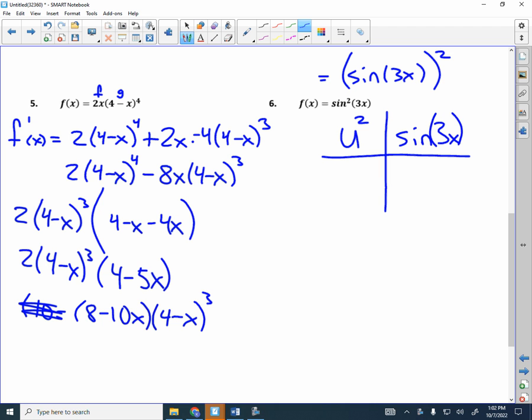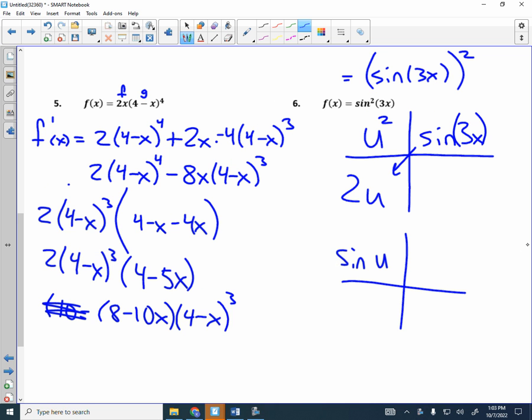Good. Okay, so I need the derivative of u squared. 2u. And now I need the derivative of sine of 3x. What rule do you have to use to find the derivative of sine of 3x? The chain rule. Right? Because this requires the use of the chain rule twice.